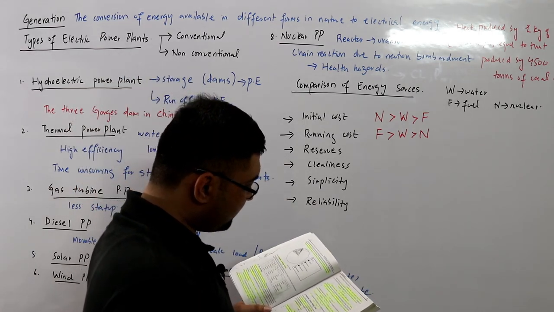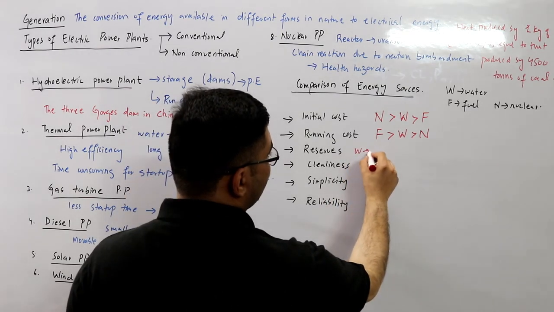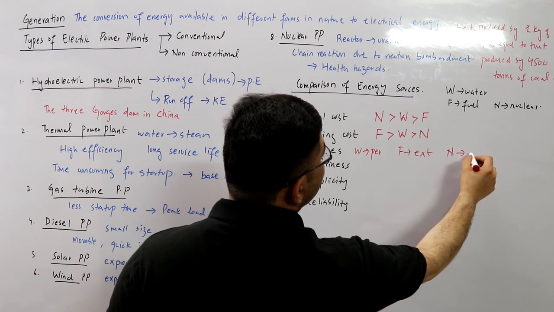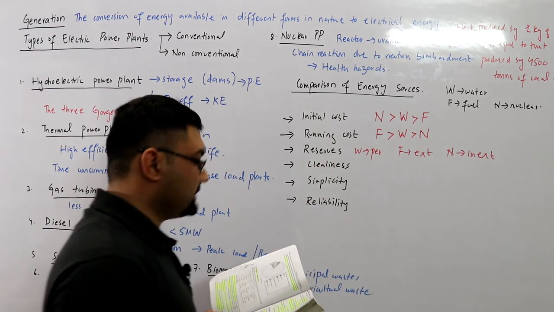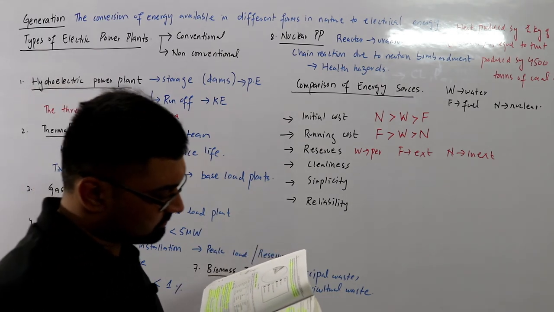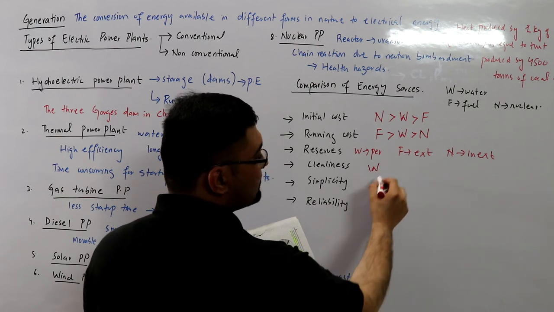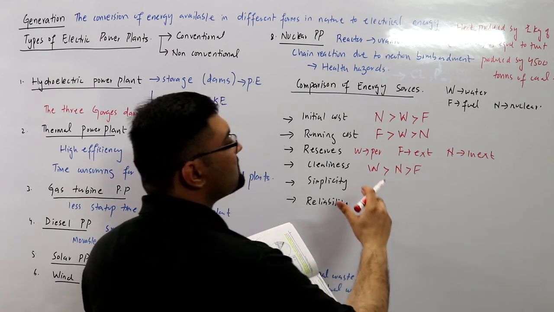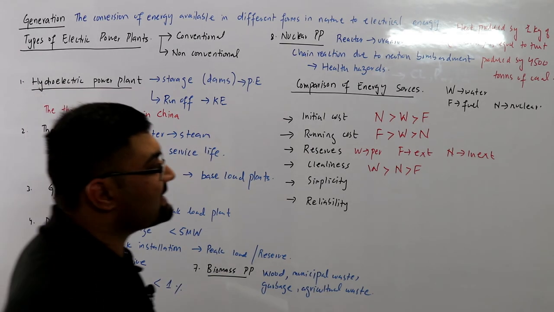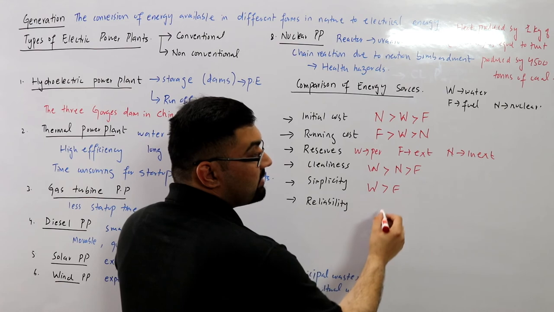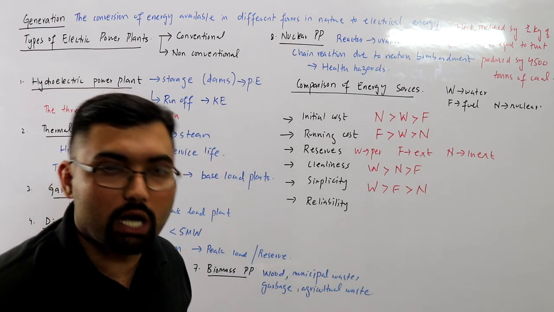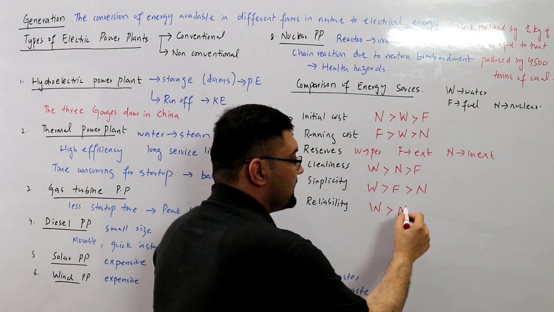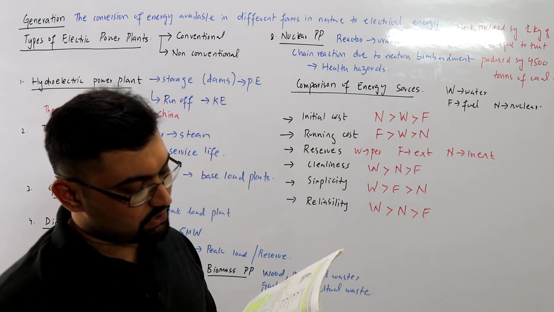The reserves for water are permanent. For fuels, they are exhaustible. Whereas for nuclear, they are inexhaustible. In terms of cleanliness, water is the cleanest, followed by nuclear, and that operated by fuels is the dirtiest. In case of simplicity, water is the simplest, followed by fuels, and then nuclear is the most complex. In terms of reliability, water power is most reliable, followed by nuclear, and fuel is the least reliable.